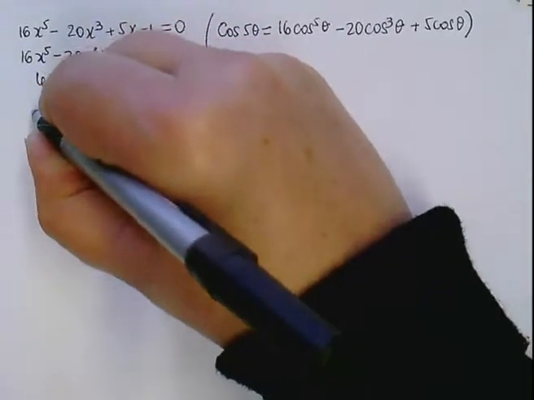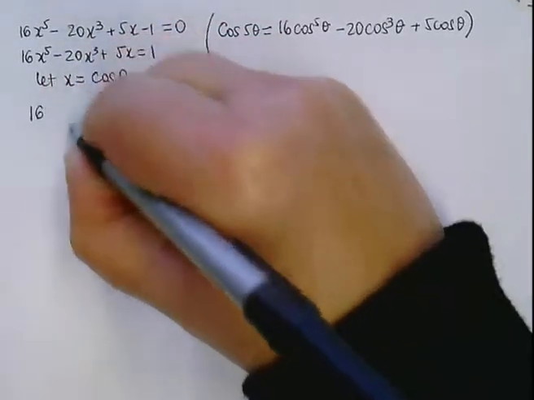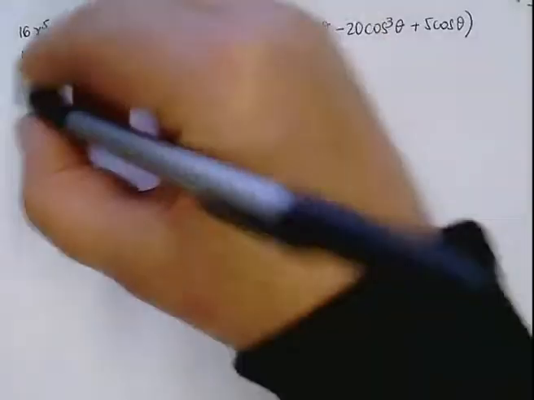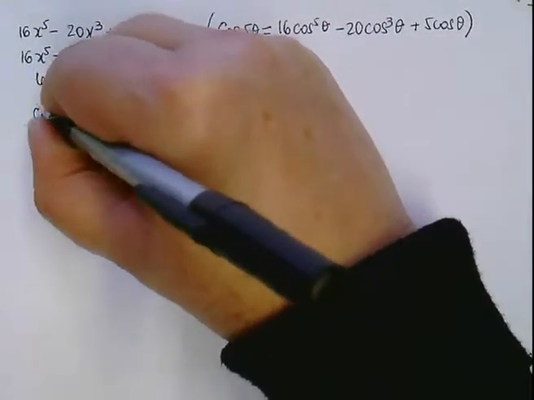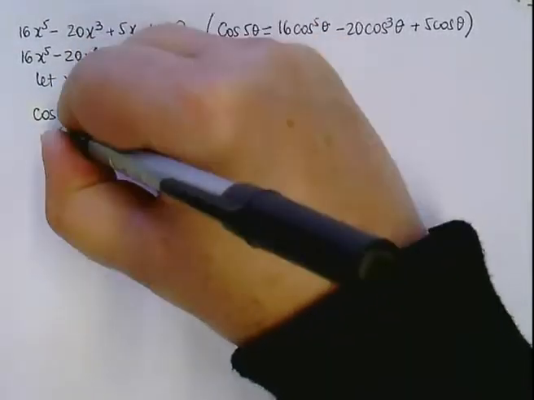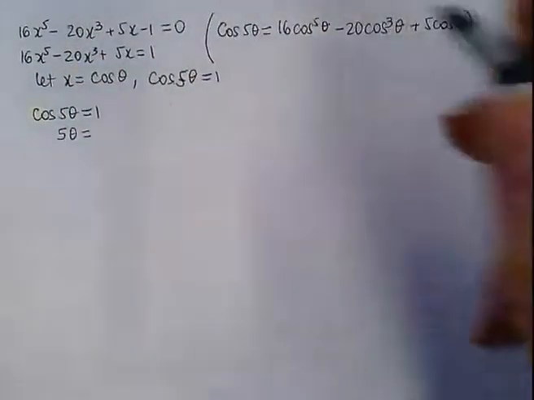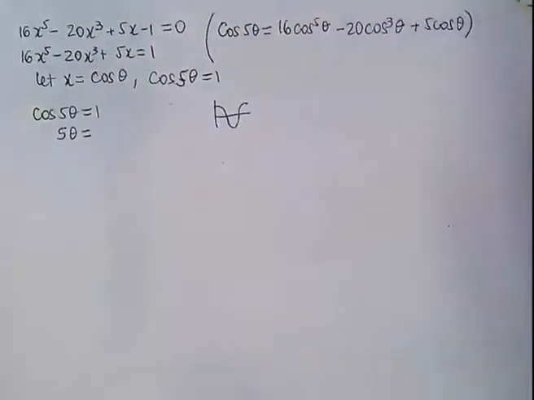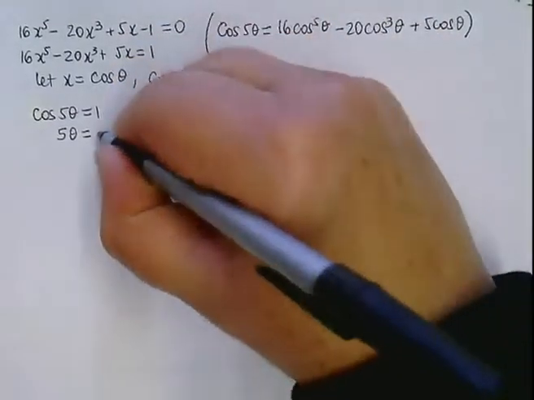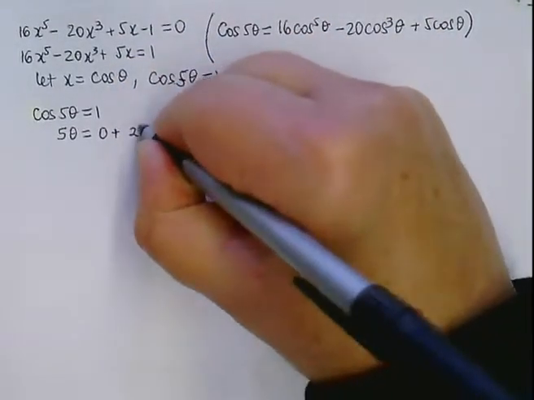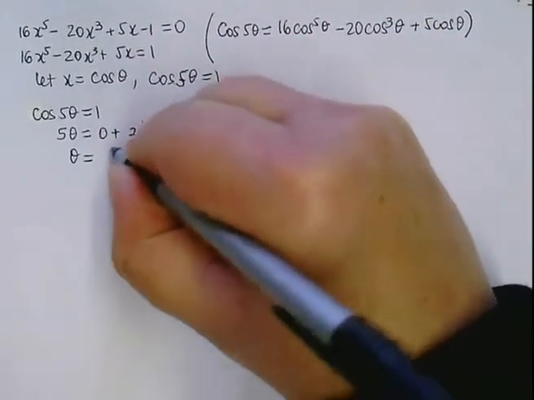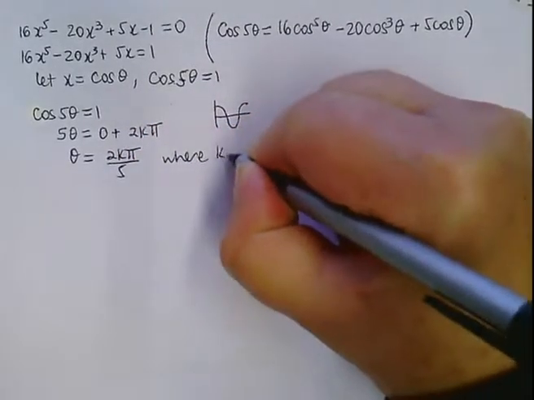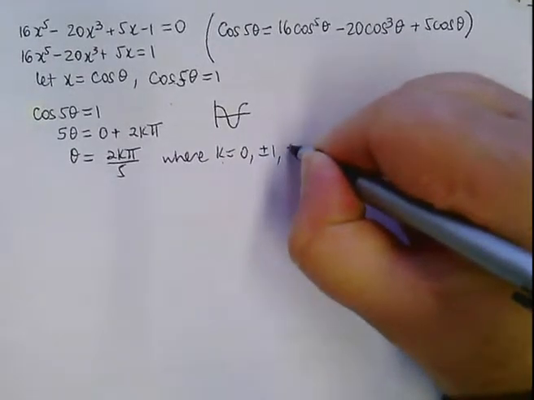So let's start with cos of 5 theta equals 1. Using the general solution for cos, we have 5 theta, just looking at your cos curve. We know that the cos of 0 is 1, so 5 theta equals 0 plus 2k pi, which means that theta equals 2k pi over 5, where k is equal to 0, plus or minus 1, plus or minus 2, and so on.